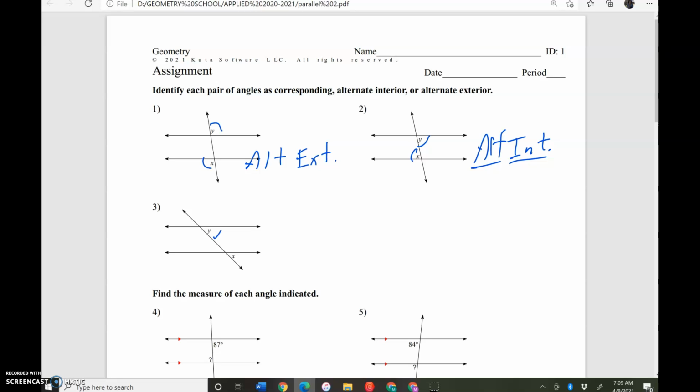Number three, we have one interior angle and one exterior angle, and they're on the same side of the transversal. So these would be corresponding angles. Corresponding angles.